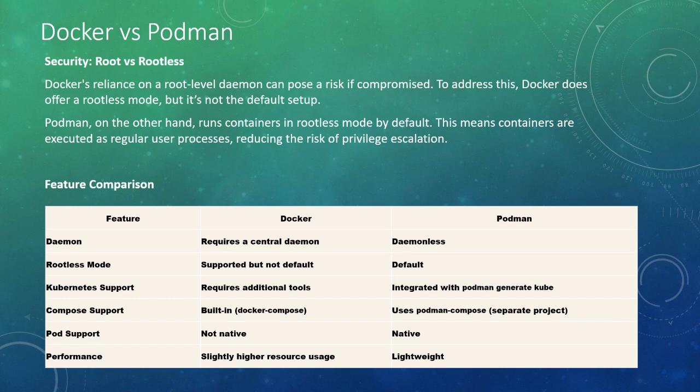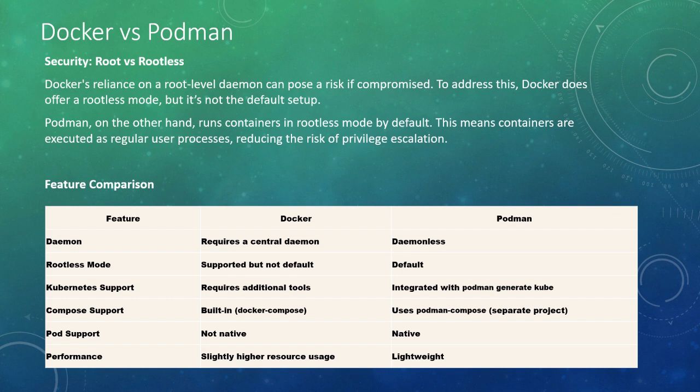Then there is Kubernetes support. When you're dealing with containerization, orchestration and synchronization between the pods is quite important, and that's where the pod comes into the picture. With Docker, additional setups and tools are required. With Podman, nothing separate is required; it is integrated directly with Podman generate kube.